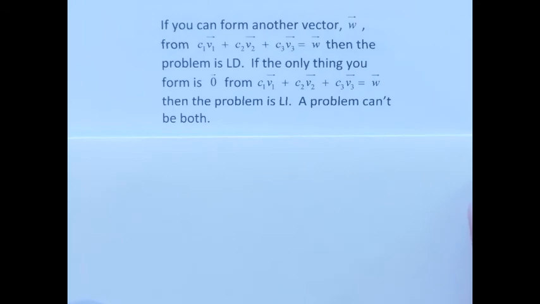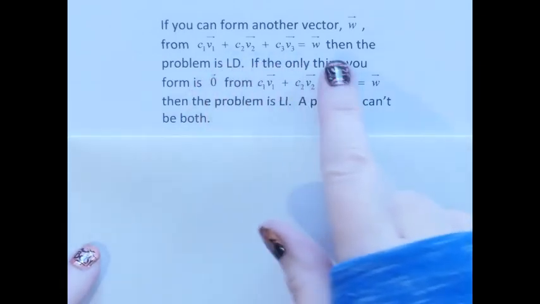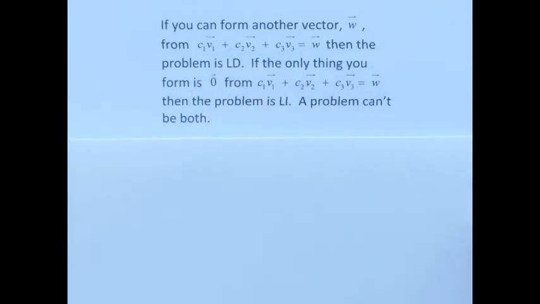I know I'm repeating myself, but you have to understand this is a hard concept. If you can form another vector w from our linear combination, then the problem is linearly dependent. If the only thing you can form is the zero vector, then the problem will be linearly independent. A problem cannot be both.